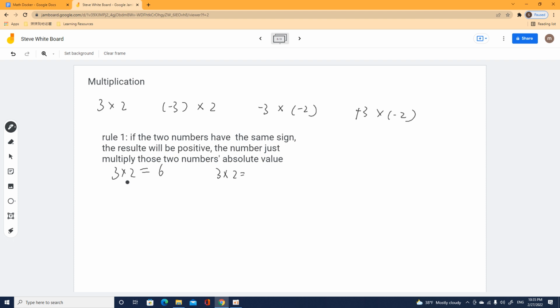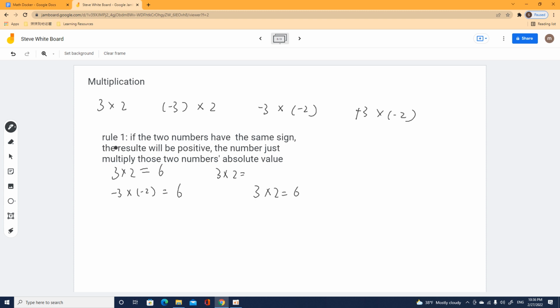Another example is, for example, -3 multiply -2. You see, the first number, the sign is negative. The second number, the sign is also negative. So they have the same sign. So that means the result will be positive. And about the number, -3, the absolute value is 3, and -2, the absolute value is 2. So we multiply the absolute values together, that is 6. So the result will be 6. Okay, that is the scenario when the two numbers have the same sign.